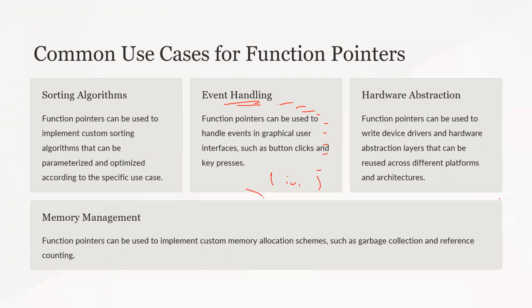So it means we can declare the function pointer, but write the functions based on the different platforms and architectures. So whatever function is called and the function pointer will be independent of each other, and according to the type of the platform, we can assign the function to the function pointer and call it appropriately, right? And in memory management, function pointers are used for garbage collection and reference counting.